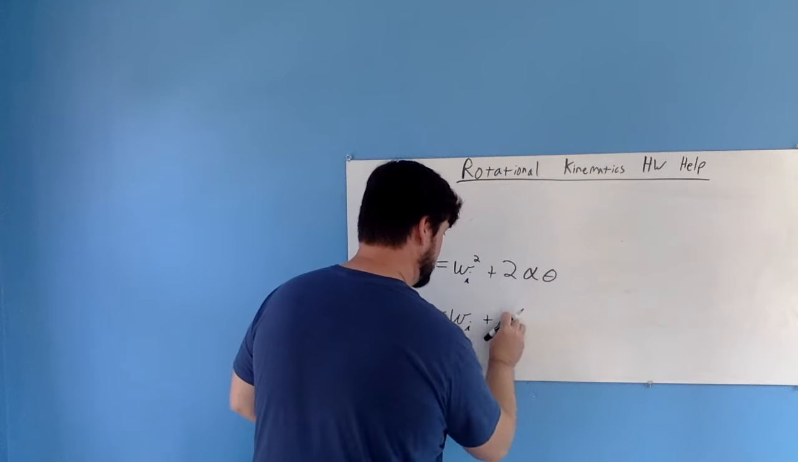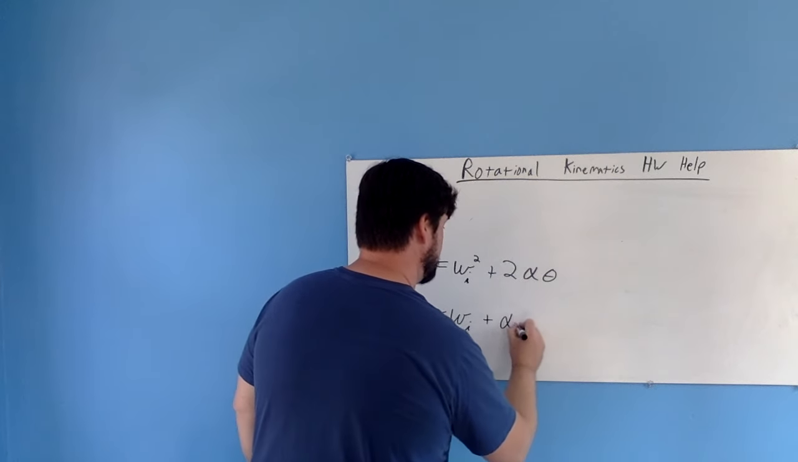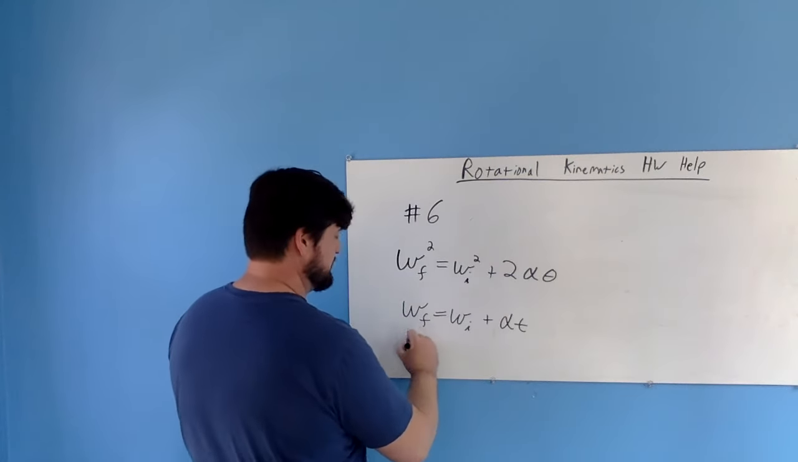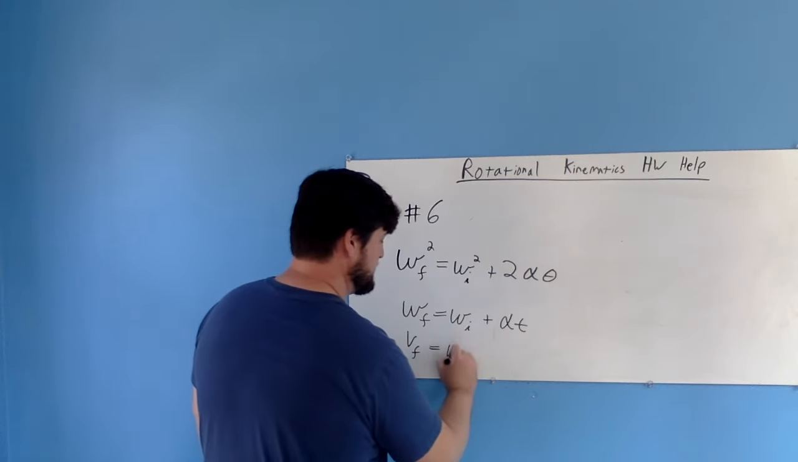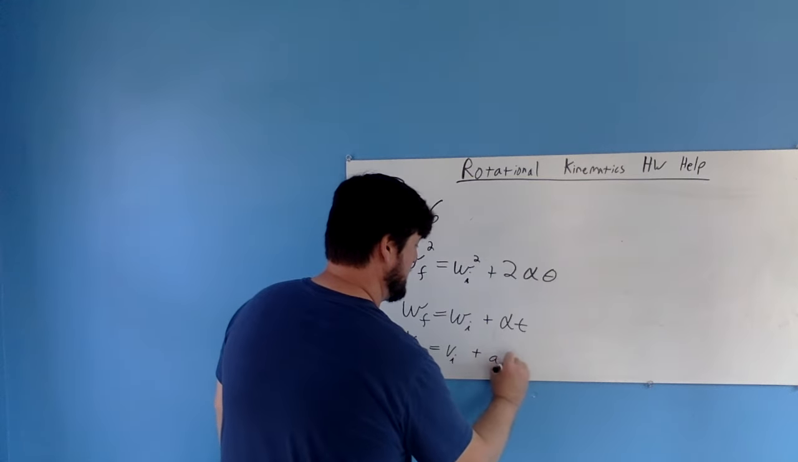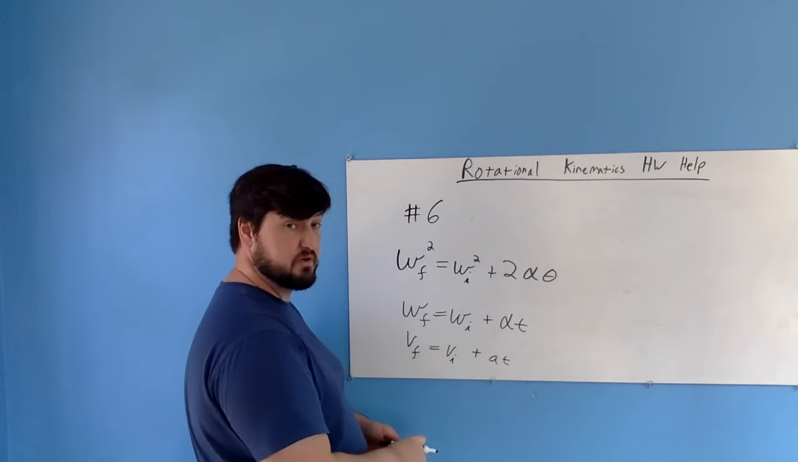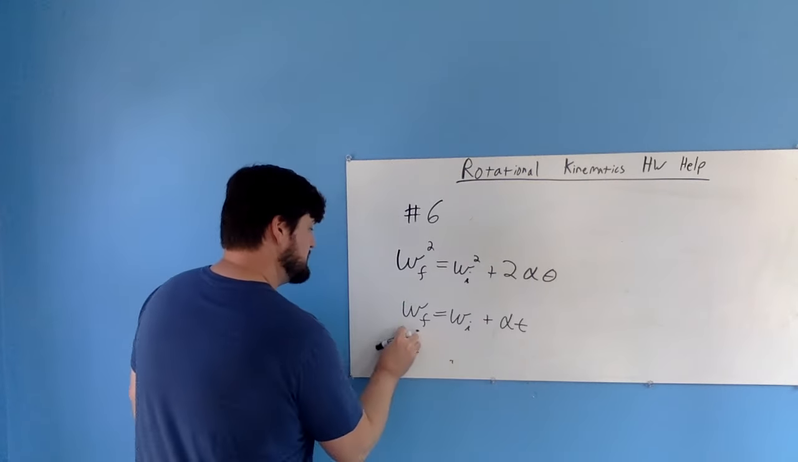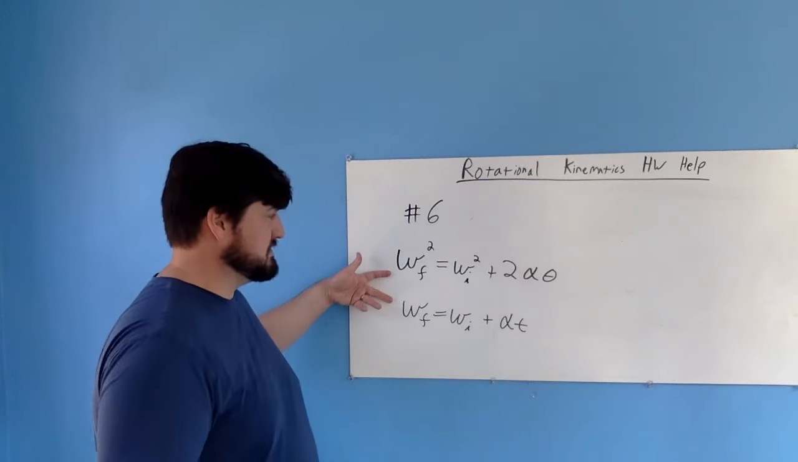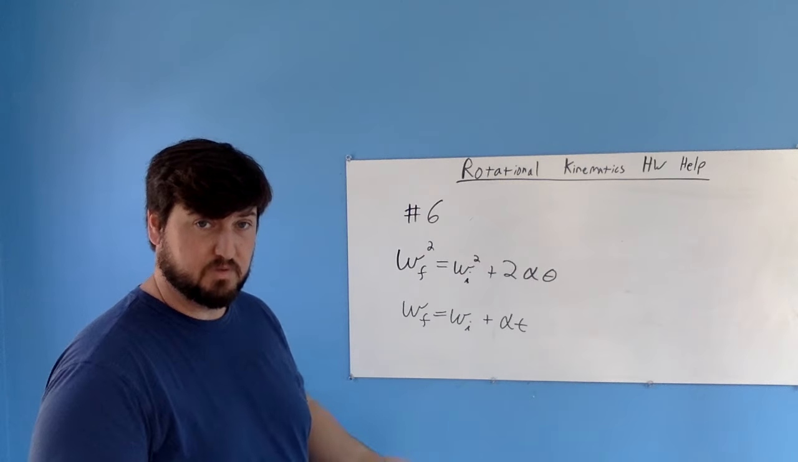I'm trying to go linear here. Okay, so alpha t, and you can see how that's similar to my v final equation from last semester, right? Very similar. Pretty much the exact same thing, except I'm putting in rotational terms instead. So either way you can solve this problem if you want to get to an omega final.